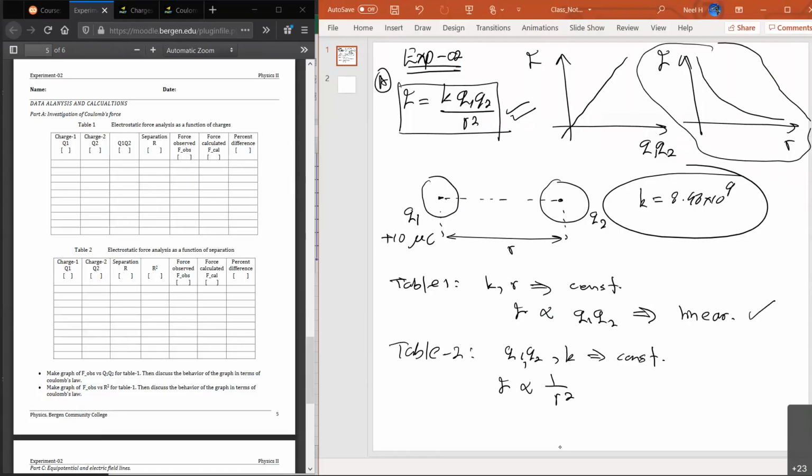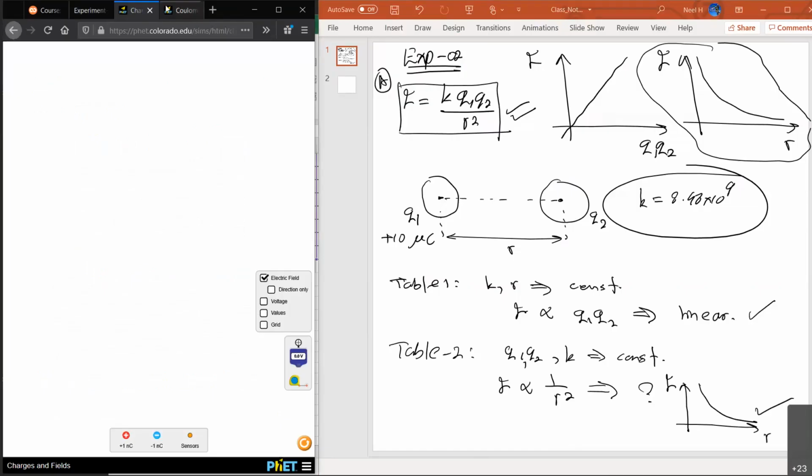So that's the idea. By doing the experiment, you have to check whether I'm getting this observation or not. To do the observation, you have to make a graph, force observed versus R, that should show something like that. That's all, very simple. If I get that behavior, then our theoretical explanation is validated. Okay, to do that, what do we do? You can go back to the simulation.